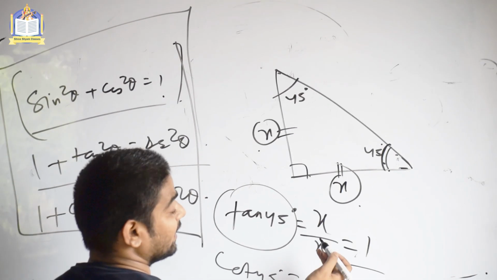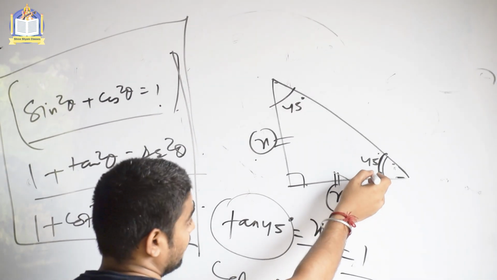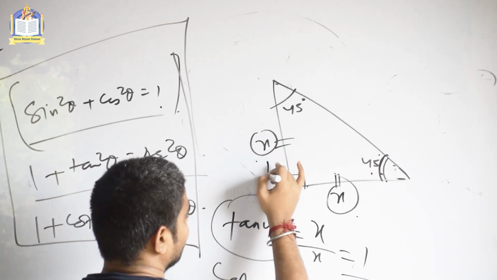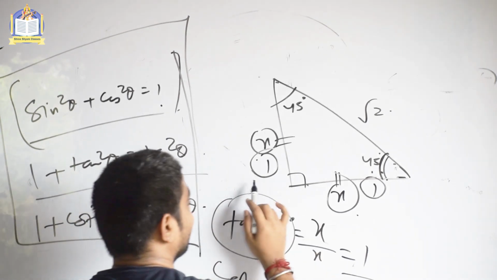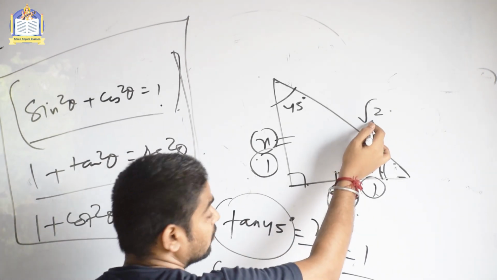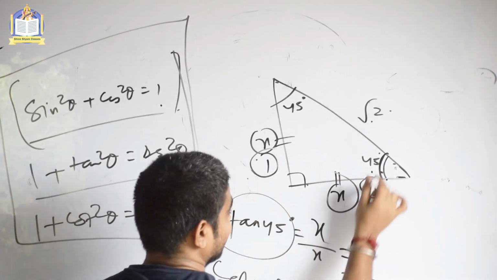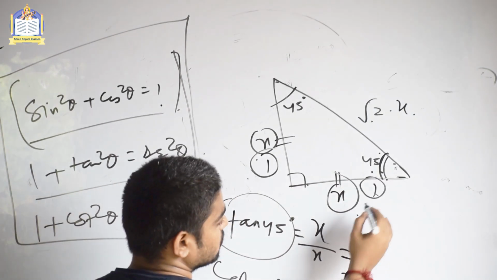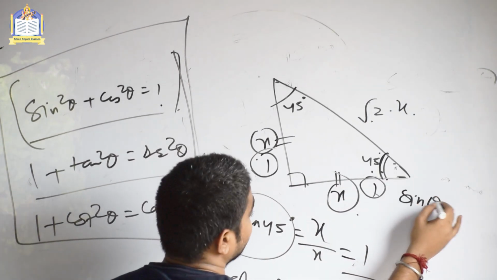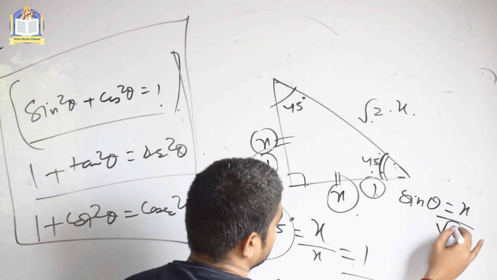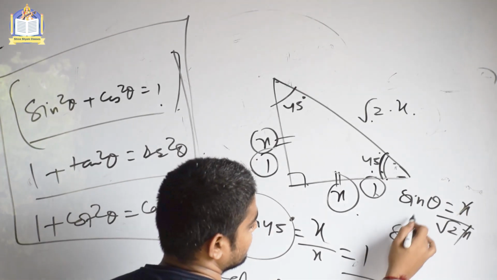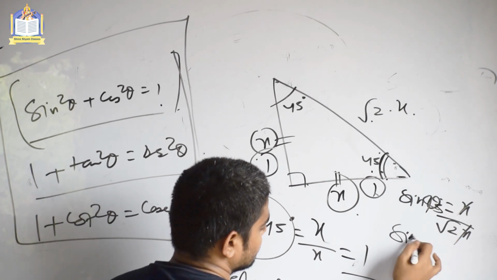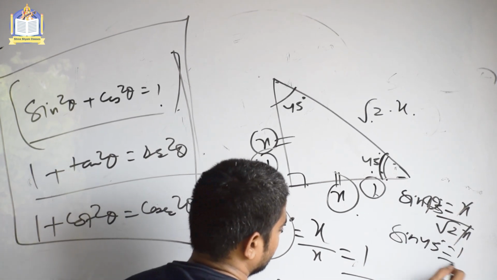Similarly, let's talk about sin theta. If this is 1, this will definitely be root 2. Or if it is x, this will be root 2x. Clear? So sin theta will be P by H, which is x by root 2x. The x's cancel. So sin 45, which we are talking about, is 1 by root 2.